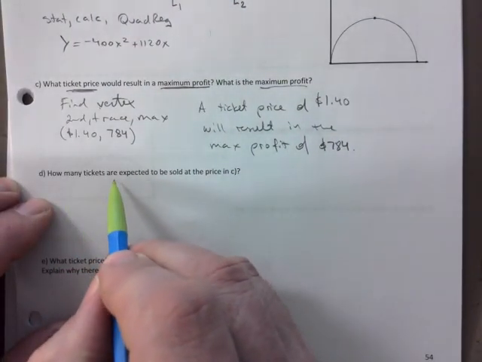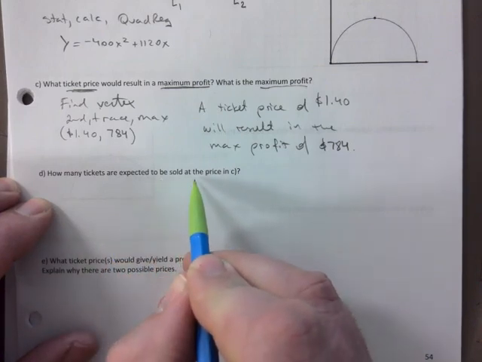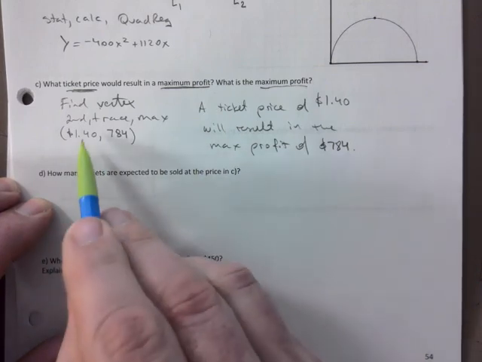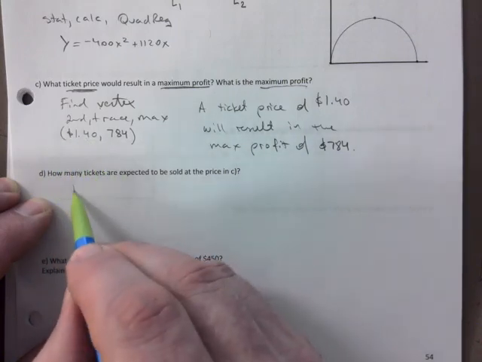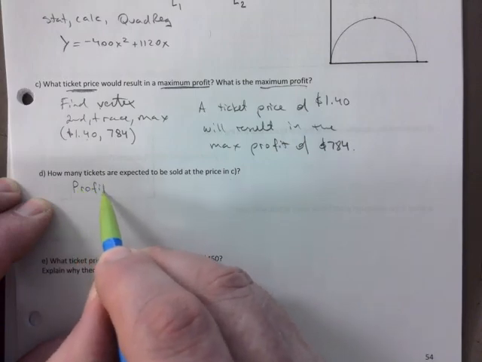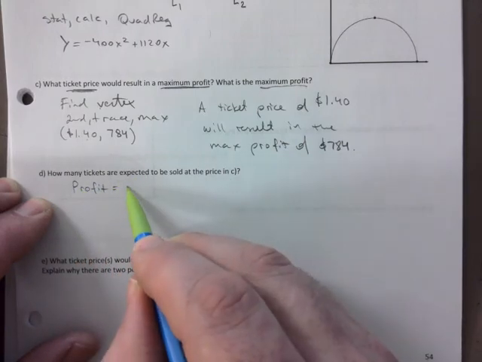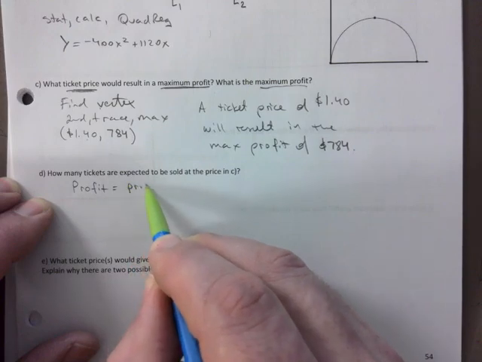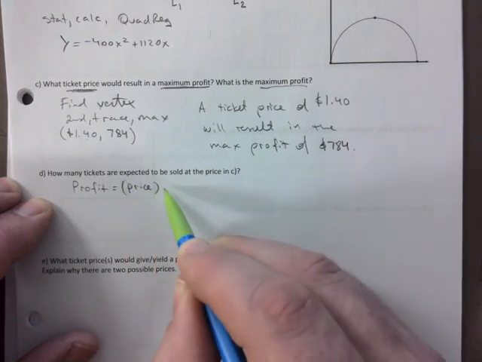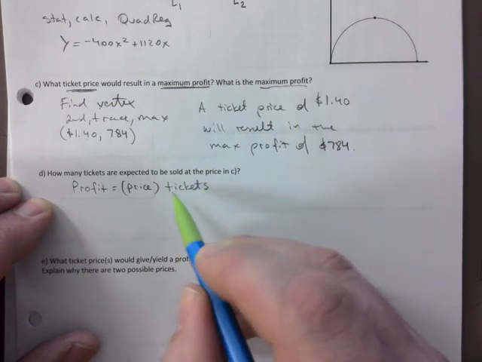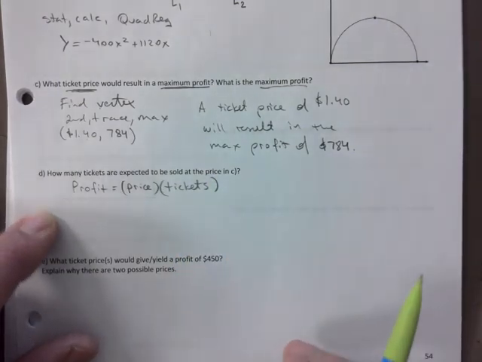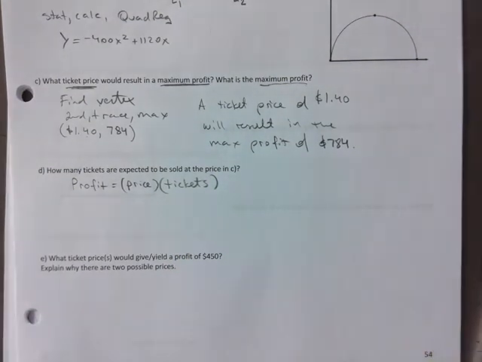Part D says how many tickets are expected to be sold at the price in C. So at this price, how many tickets are you expecting to sell? I will remind you of this formula. Profit is price per ticket times tickets. That is a formula that you always want to go to when you're answering this type of question.